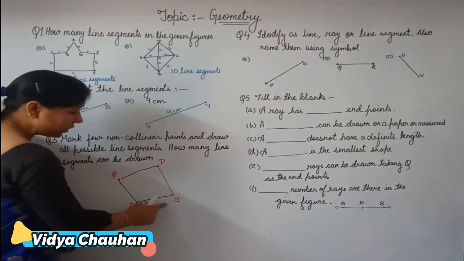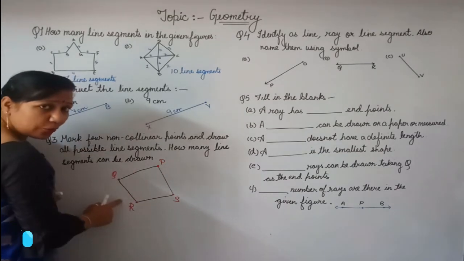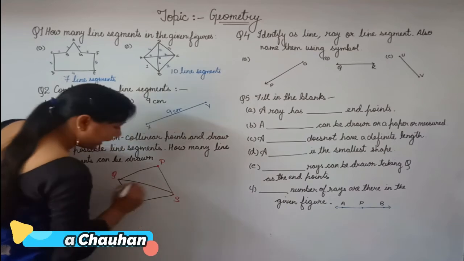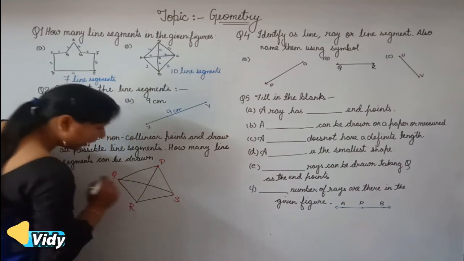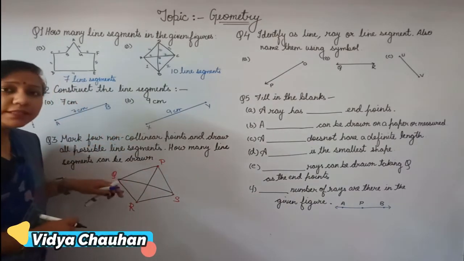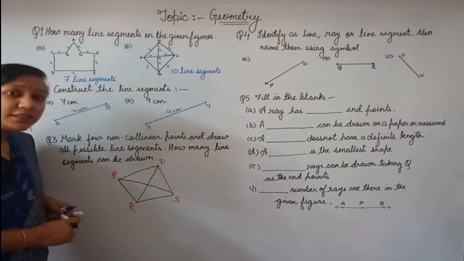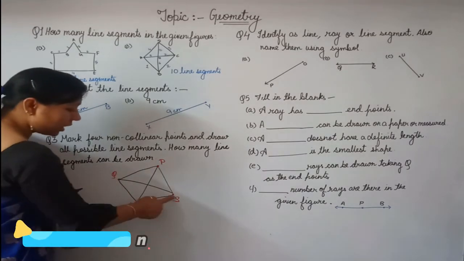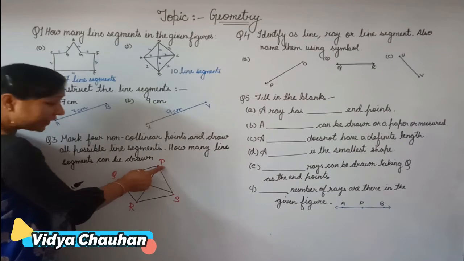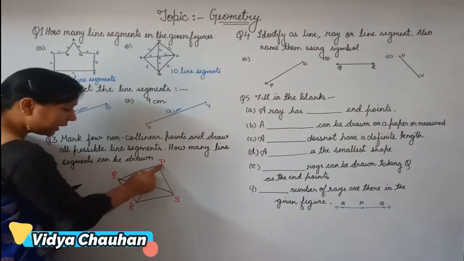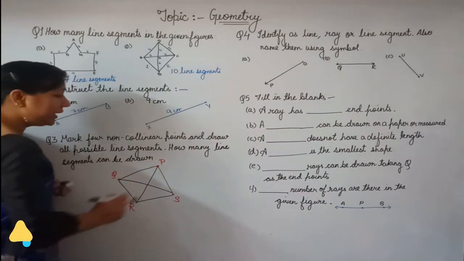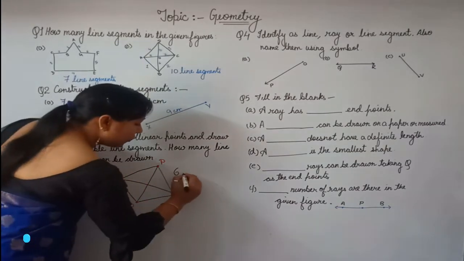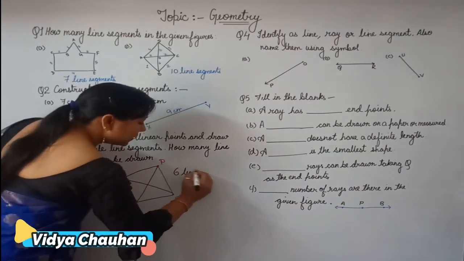So here I have drawn all these 4 lines. Now is it done? No, because we can also join Q with S and P with R. So this is how we have drawn 6 line segments, joining PQ, QR, RS and SP along with QS and PR. So how many line segments can we draw? It is asked how many line segments we can draw. So we can draw 6 line segments.